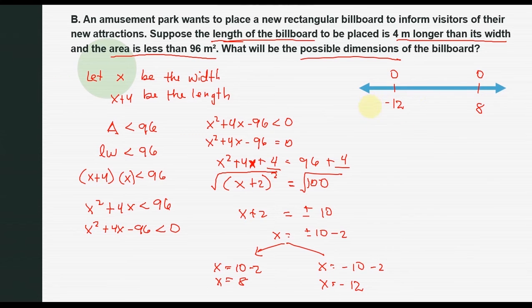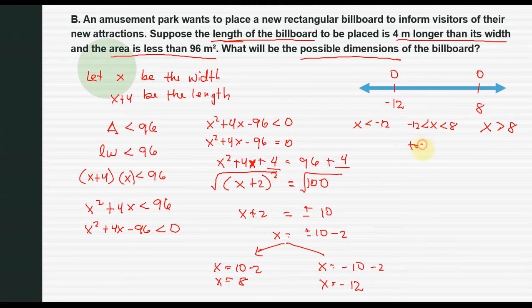Next, let us identify our intervals. For the first interval, we have x is less than negative 12. The middle interval is x greater than negative 12 but less than positive 8. And the last interval is x greater than 8. Now, after getting the intervals, we're going to solve our test points.